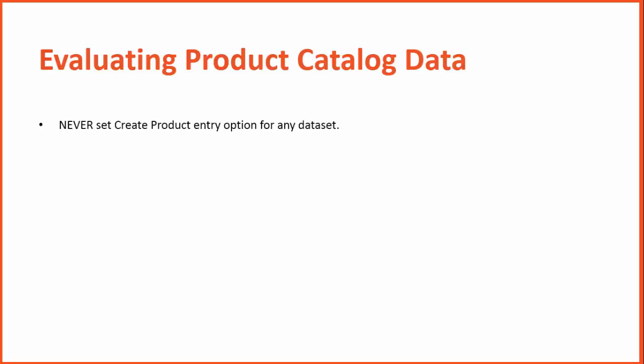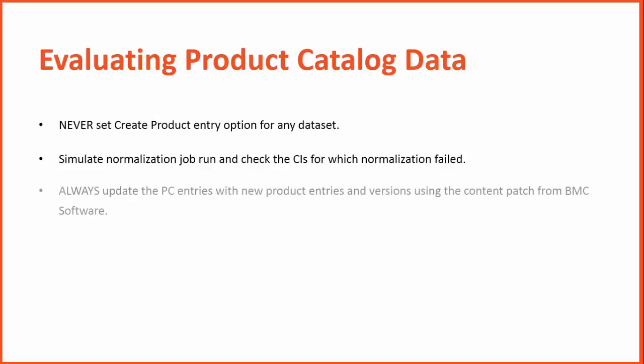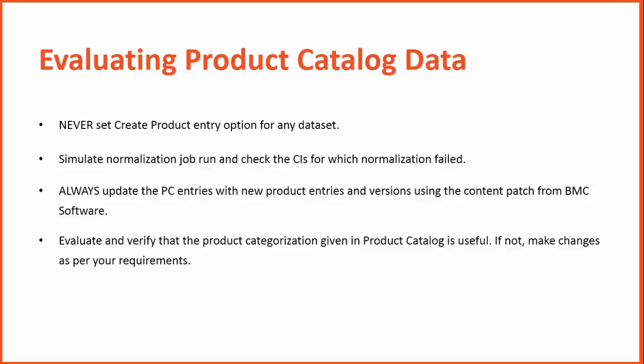A dataset should not have create product entry. Always do a pilot normalization. Ensure product catalog has latest product name and version. Make sure that your categorization is productive. Have a clear understanding about BMC data and your data.